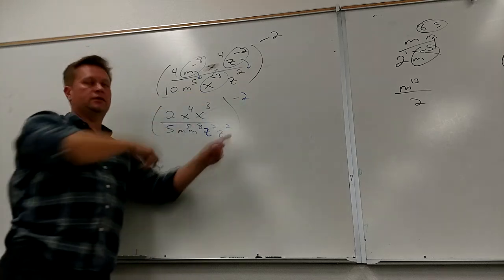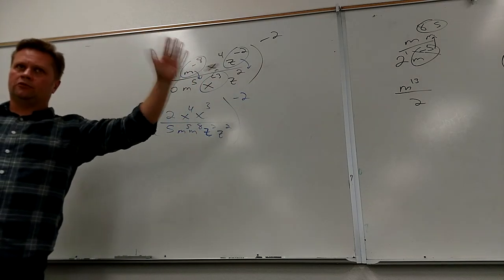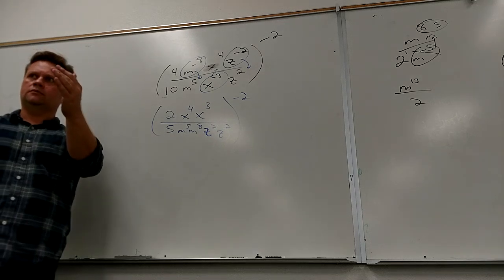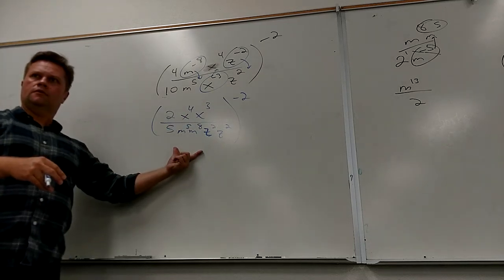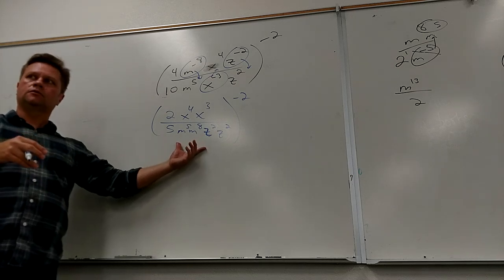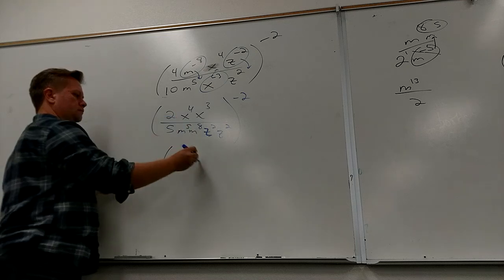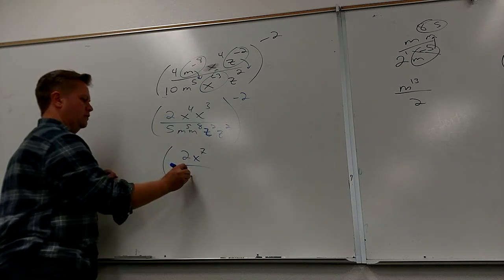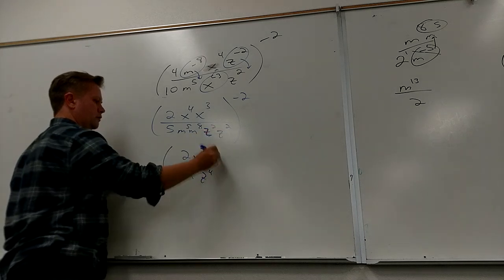See, I'm not caring about this negative 2, because that's on the outside. It's the last thing to do. Order of operations: don't I do inside first if I can? Yes. I'm still working on the inside. And now it's easy. 2x to the 7th over 5m to the 13th, z to the 4th.